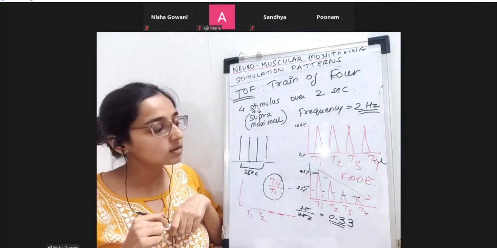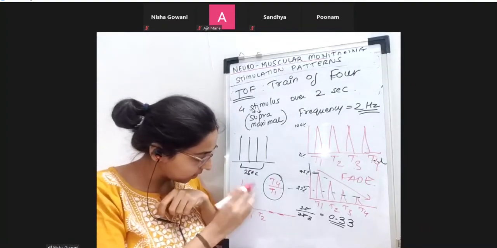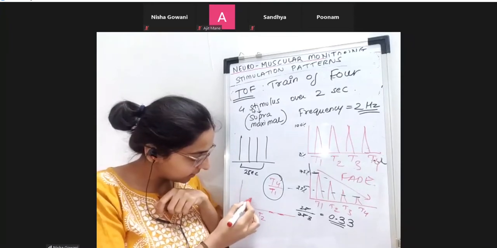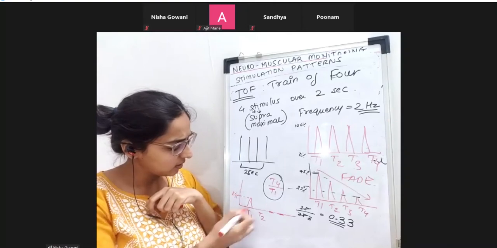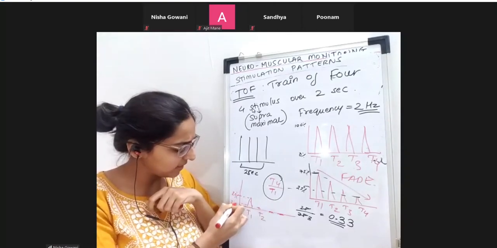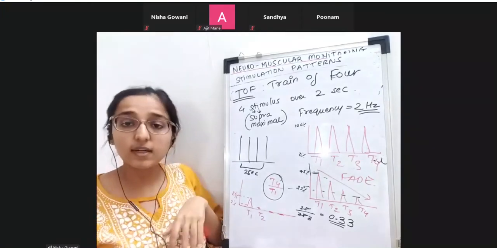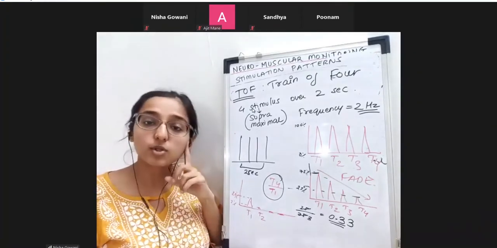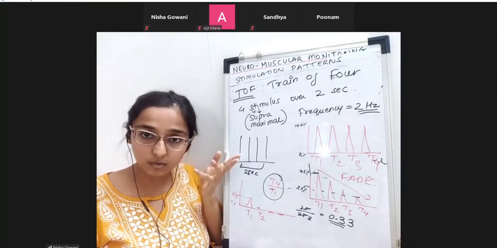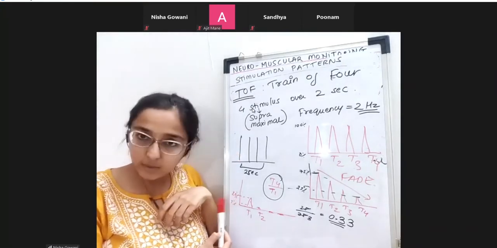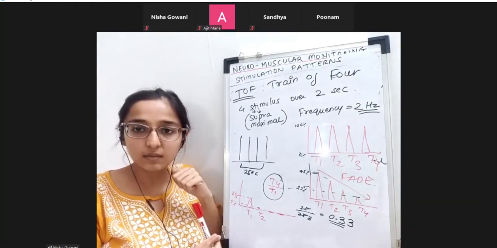Suppose your senior came in the OT and you have something like this: T1 height has become very less, somewhere 20%. T2 height is even less, somewhere 5%. T3 and T4 are not there. Senior will tell you, calculate and give me the TOF ratio. Can you calculate? No. 0 divided by 20, you can't do that, right?